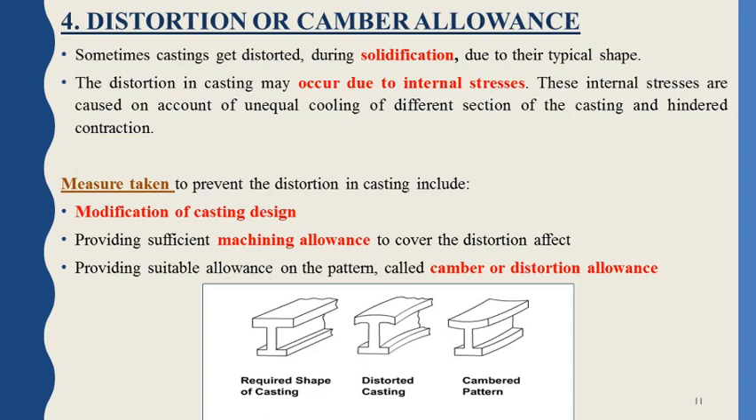Okay, so in certain types of materials, due to certain internal stresses, we will have a distortion in the final casting. In order to prevent this distortion, we will provide a negative allowance, or the reverse shape, over the pattern such that we will get a straight or required shape in the final casting. This particular modification in the pattern is called distortion allowance or camber allowance.